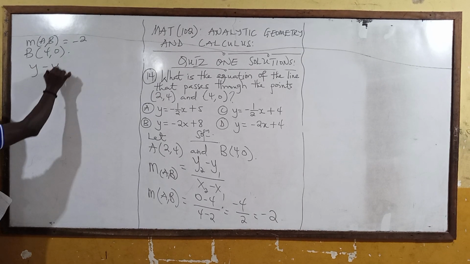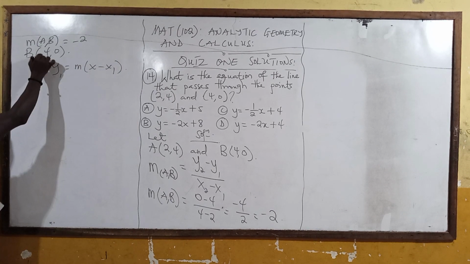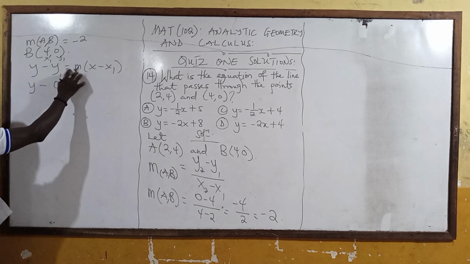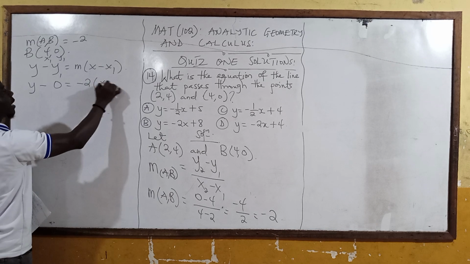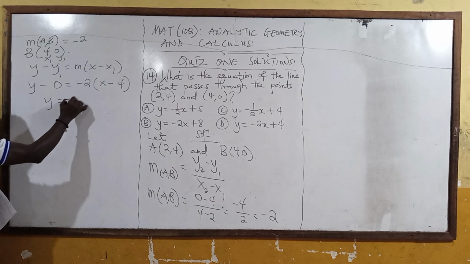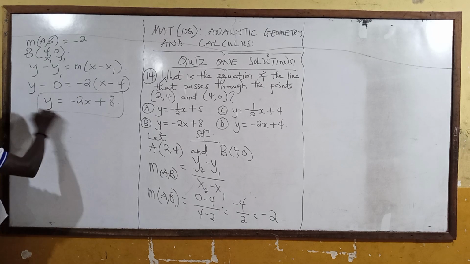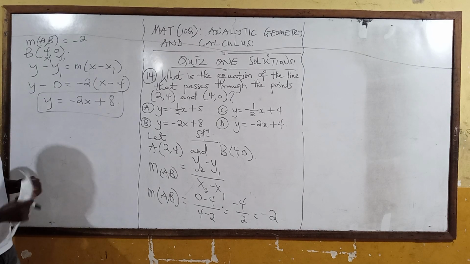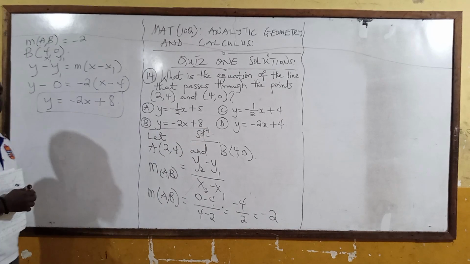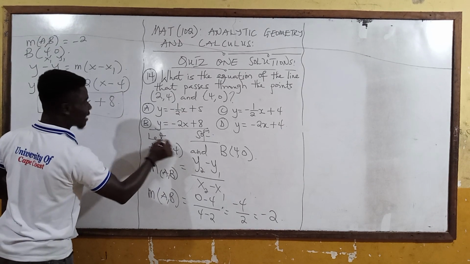We use y minus y1 equals m times the expression x minus x1. This is my x1, y1. So y minus y1 equals m, which is -2, times x minus x1, which is 4. So I have y equals -2x plus 8. So we have this to be the equation of the line. y equals -2x plus 8, option B. Now this is method 1. You can denote this as method 1.